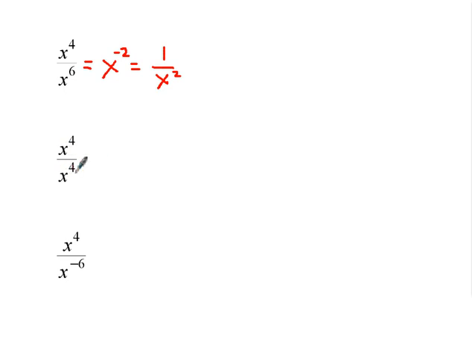On this problem, I am dividing powers. So I will subtract my exponent. 4 minus 4 is 0. I can simplify that further and just say that it's 1.